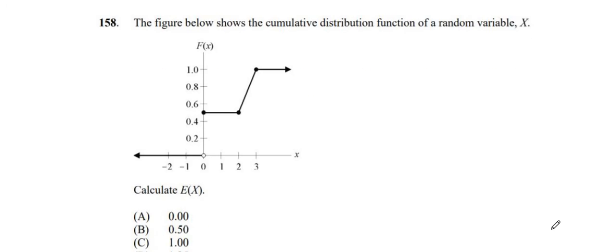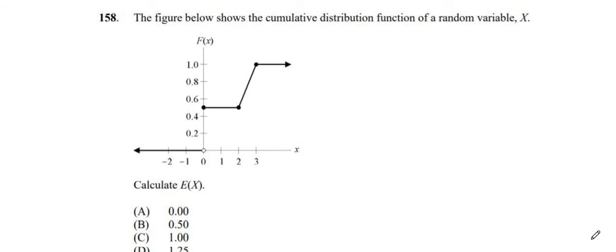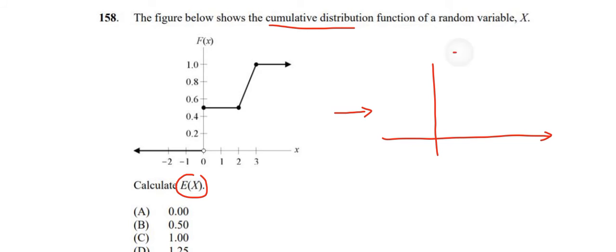So this problem 155. This is a mixed distribution. Some part is continuous, some part is discrete. Okay, so we want to find the expected value of x. So we need to find a density function. This is a cumulative distribution function. So from the cumulative function, we want to find the density function.